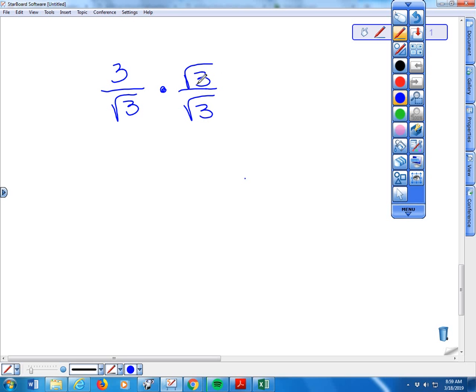Is everybody remembering this? So on top we have 3 square roots of 3. And the square root of 3 times itself is just the radicand, the number under the radical. And now I'm done.